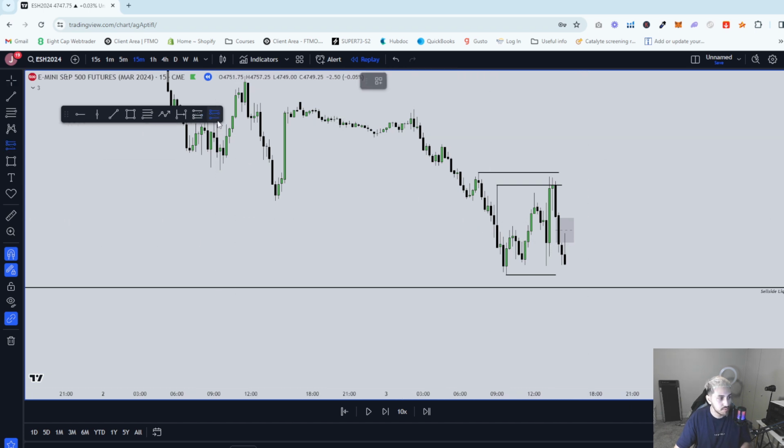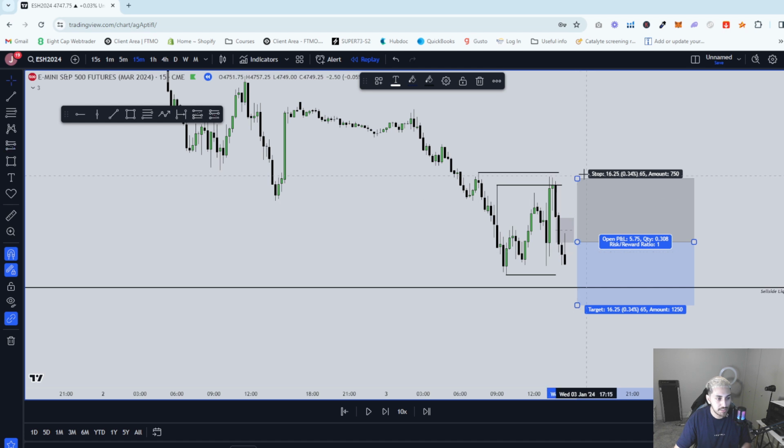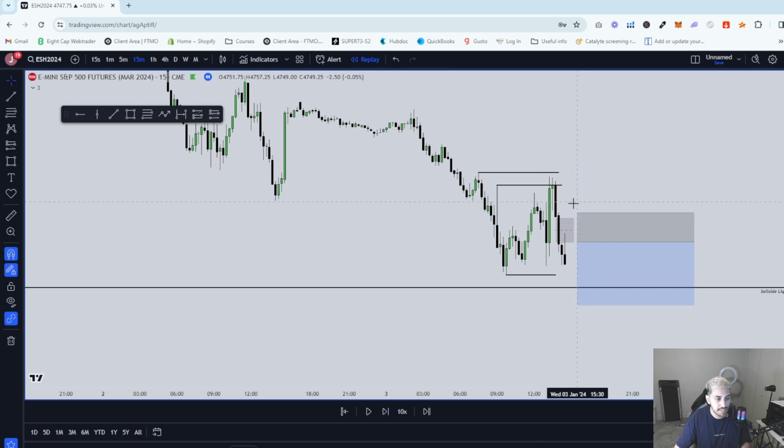Sorry, that's the long tool. It could be something like this, and you could place your stop at the candle's high that formed this fair value gap there. If you guys don't know what a fair value gap is, please go watch what a fair value gap is, because I'm not going to be explaining it in this video. This is a draw on liquidity video.